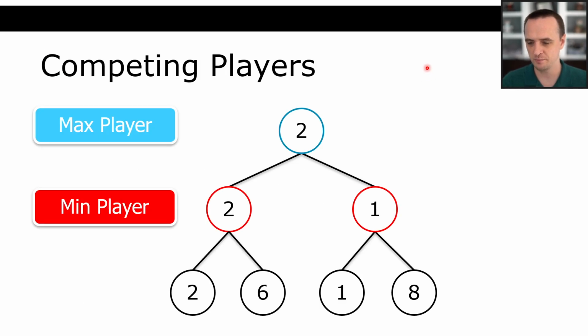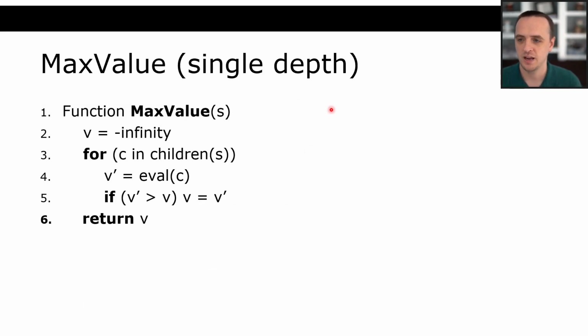Okay? Let's try and put what we just did into an algorithm. So what we just did was we said, okay, I'm trying to maximize something, right? But I'm trying to maximize the result of a minimize from the opponent. So at some point, we're going to have a minimizing function and we're going to have a maximizing function. Okay? So here's what that will look like. Here is a single depth maximizing function. So we have a max value function which takes in a state.